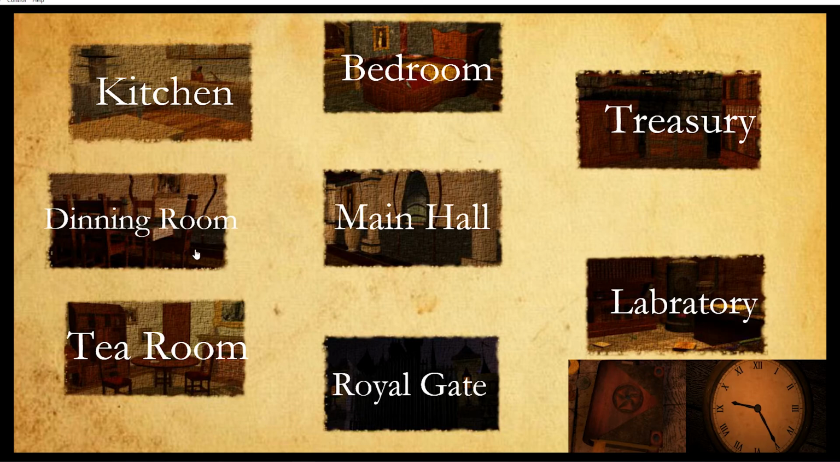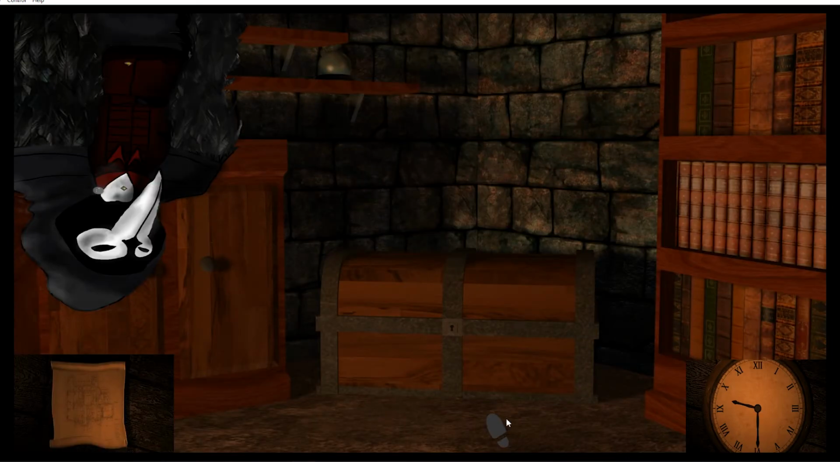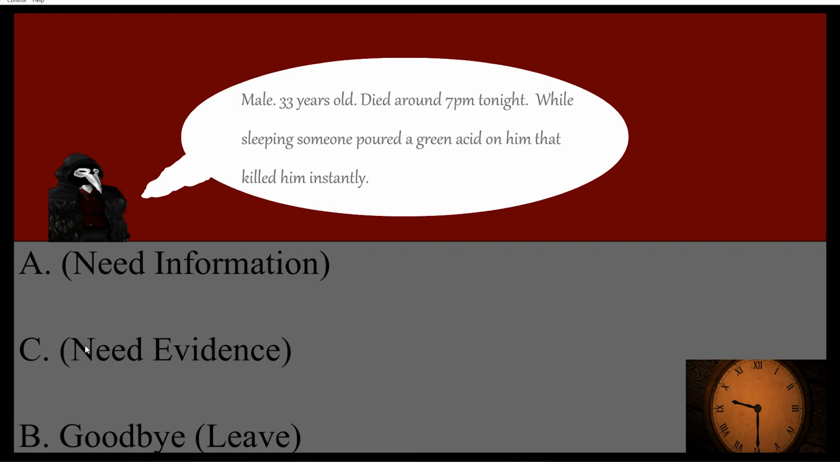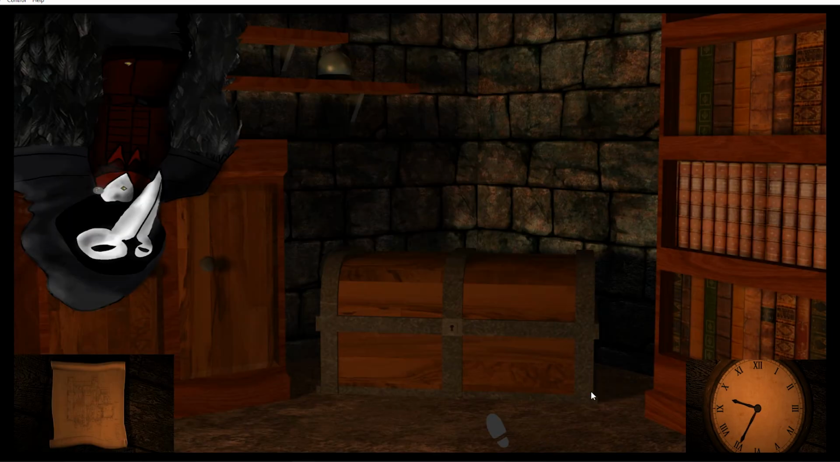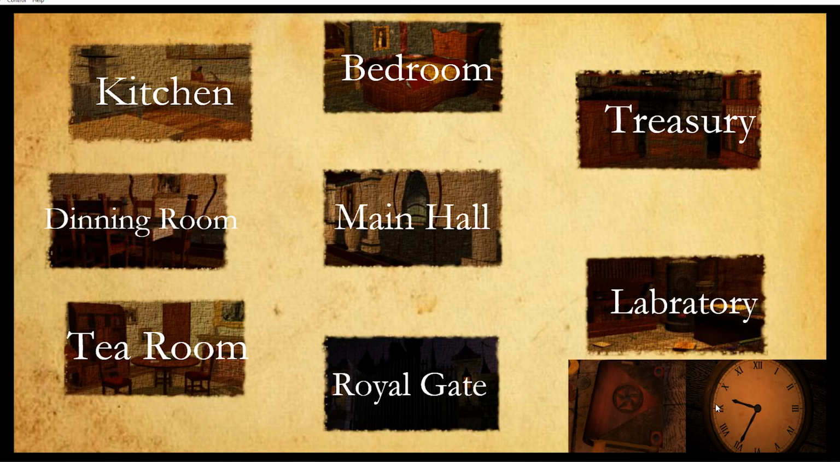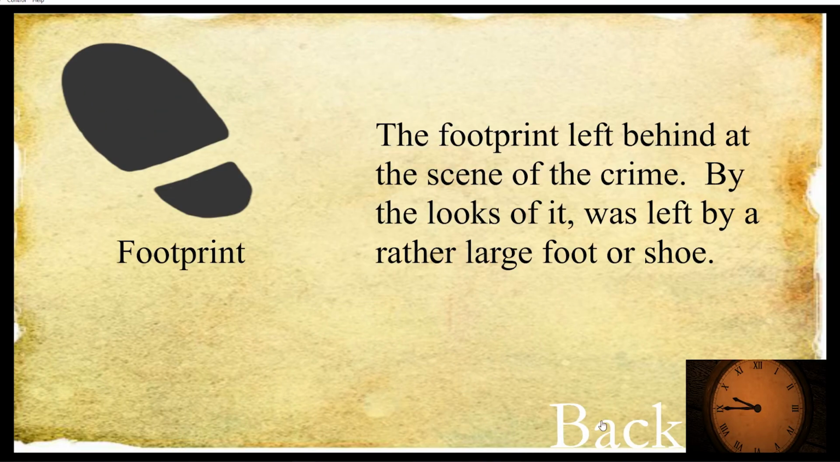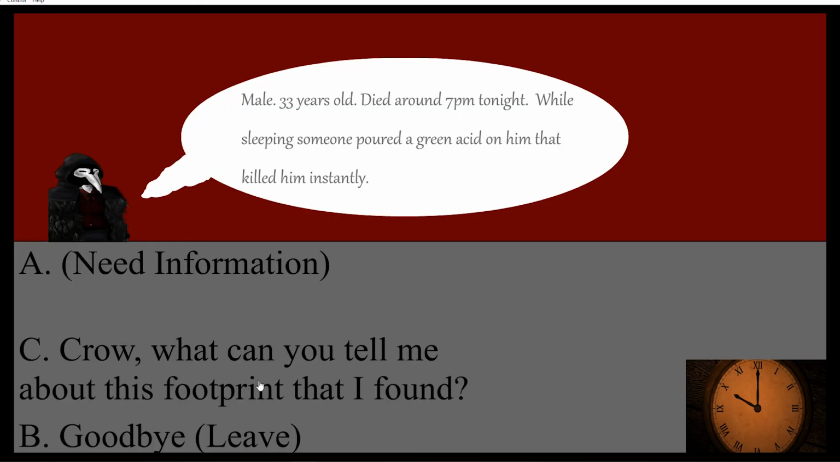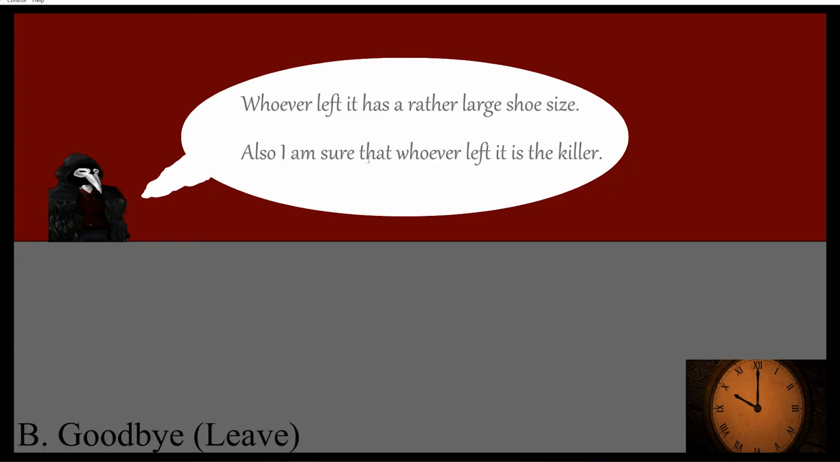You know what's a good example for that is the footprint. So I'm going to talk to the crow character, who was like the mysterious forensics guy of the medieval age. And you'll notice that I don't have this evidence option. But when I click on the footprint, I have it in my journal. You don't have to open your journal, but I'm just showing that it's in my journal. And then talk to the crow again. He can now talk to me about the footprint.